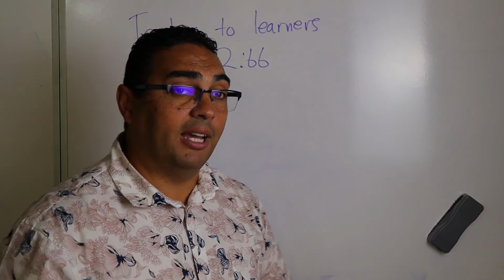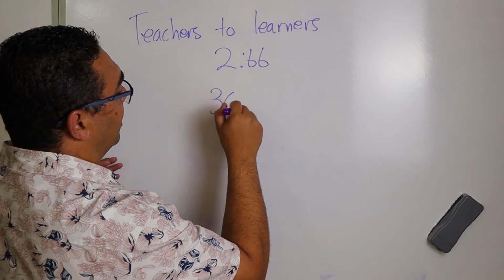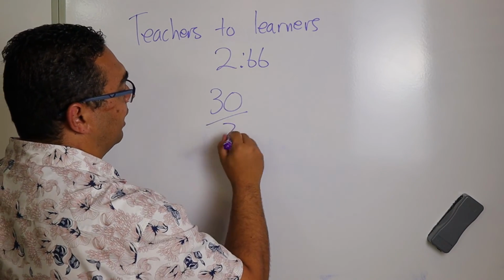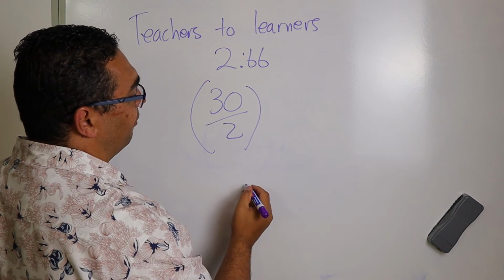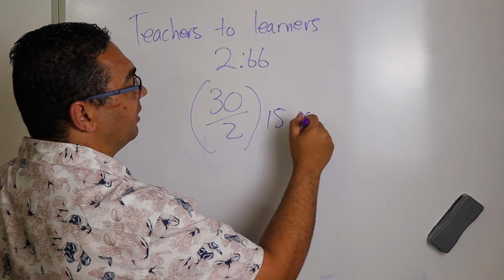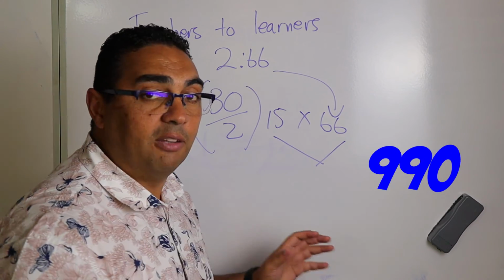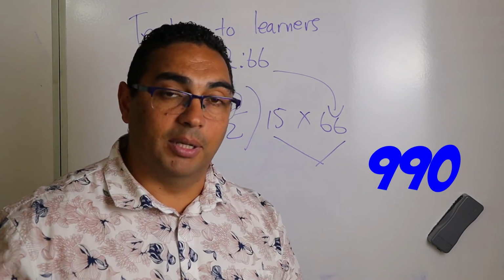Again, if I want to find out something like, well, what's the ratio going to be if I have 30 teachers? Then I'm going to divide that by 2, by what I have. That's going to leave me with 15. I'm then going to multiply that by 66. And that will give me my answer in terms of the number of learners.